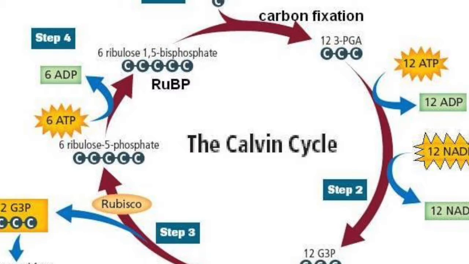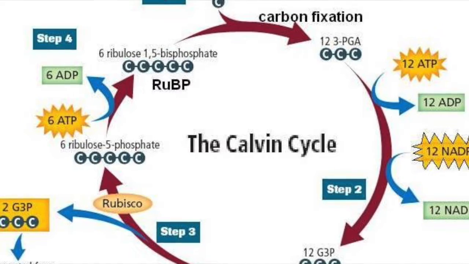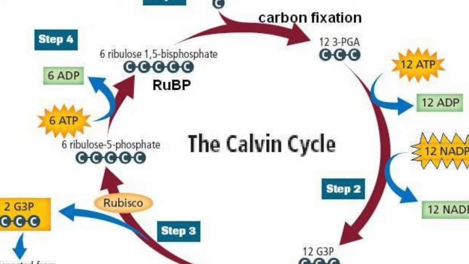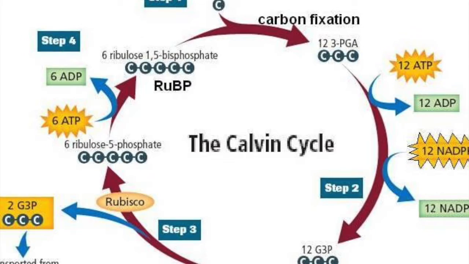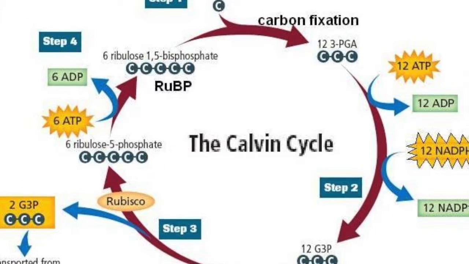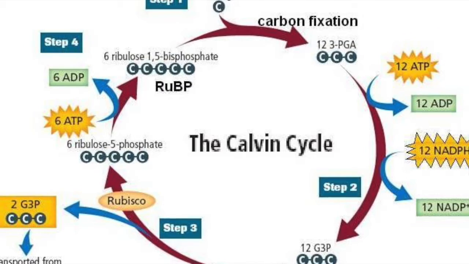It simply cannot occur without the ATP and hydrogen atoms provided by the light reaction. It also must be in the stroma. 6 cycles of the dark cycle use 6 CO2, 12 NADPH, and 18 ATP, which creates glucose.